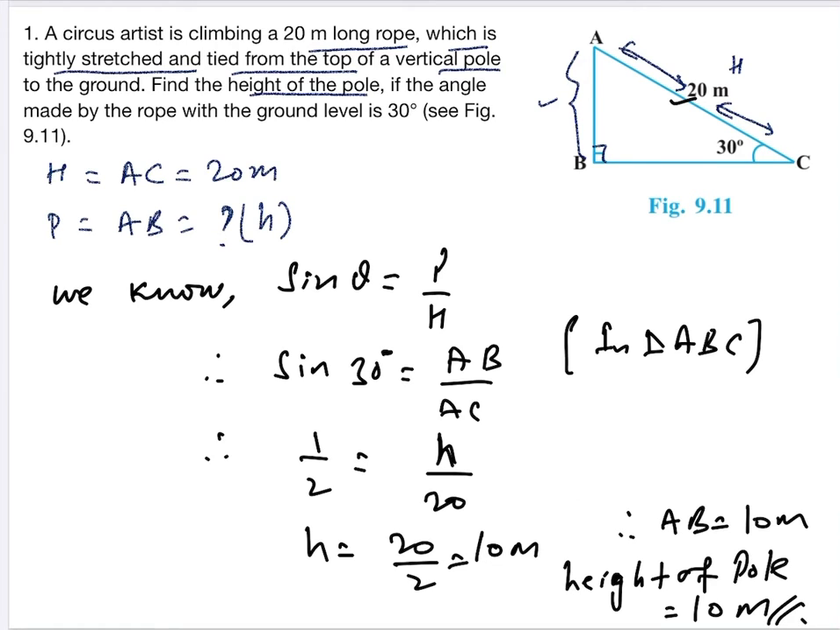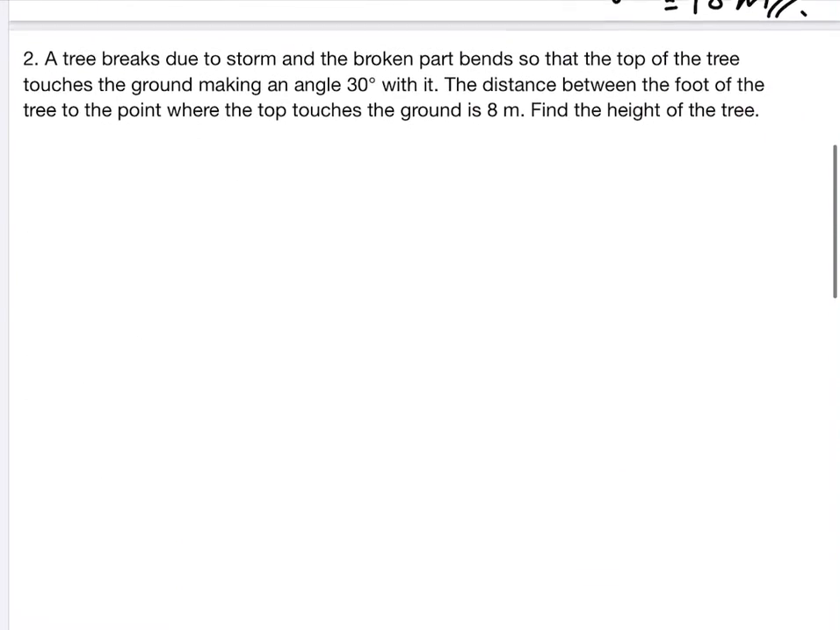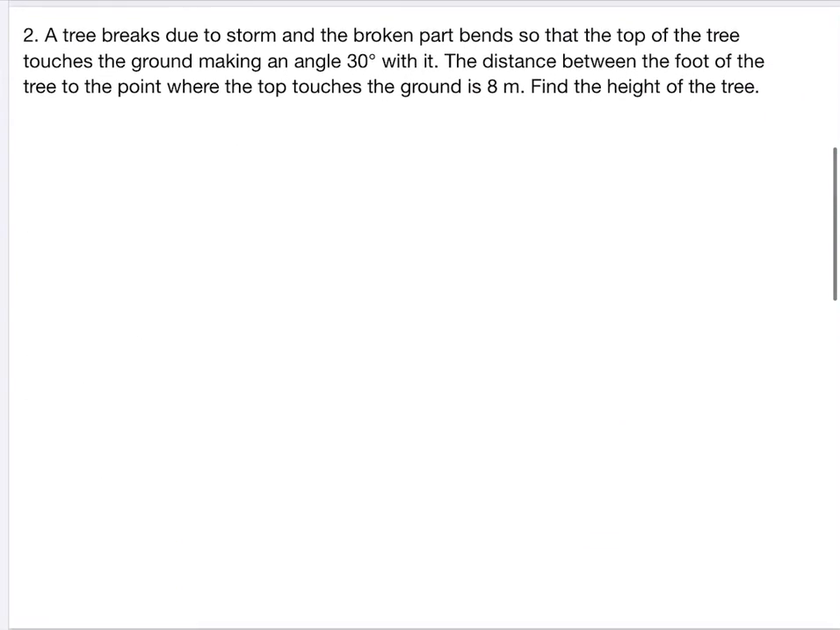So this is how you go ahead with the exercise. Let us start with question number 2. The question number 2 reads, a tree breaks due to storm and the broken part bends so that the top of tree touches the ground, making an angle 30 degree with it. Say here there is a tree. Let's draw it properly.